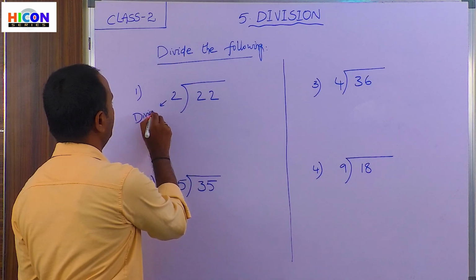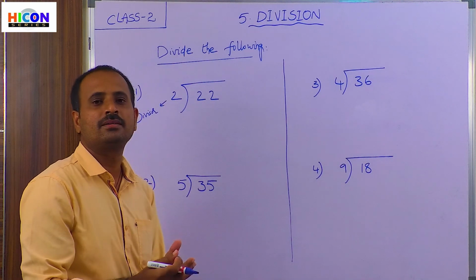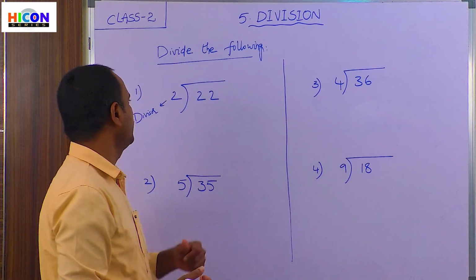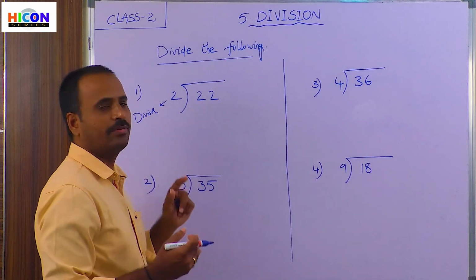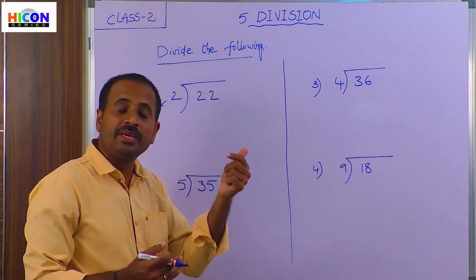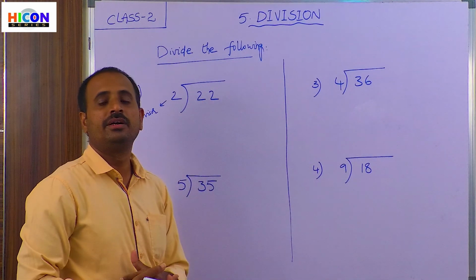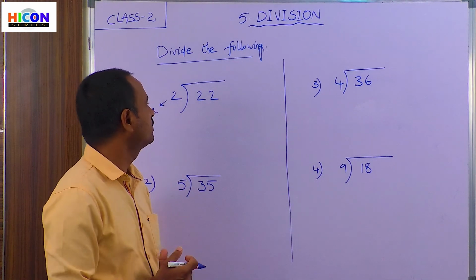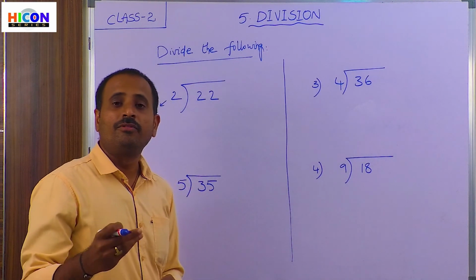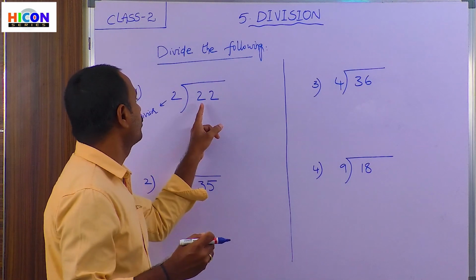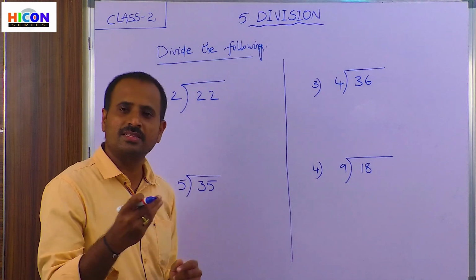So children, what is divisor? A divisor is a number which divides another number. Here the number 2 is dividing 22. That's why 2 is called divisor. And 22 is being divided by another number 2. That's why 22 is called dividend. So now let us start. First we have to check when the number 22 comes in the second table.